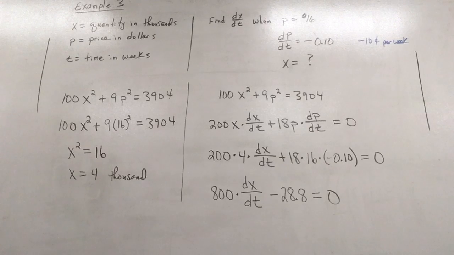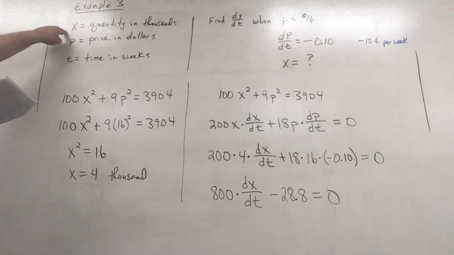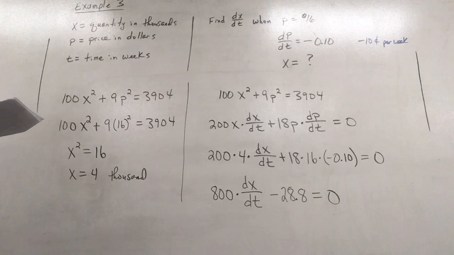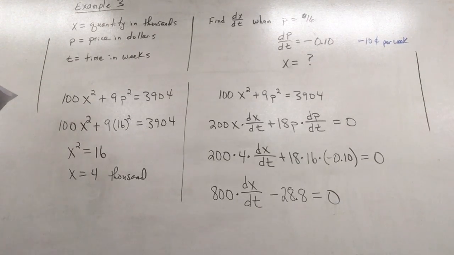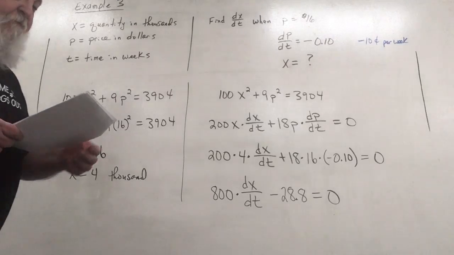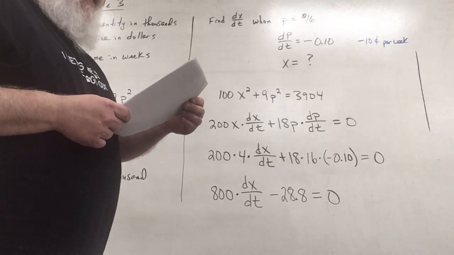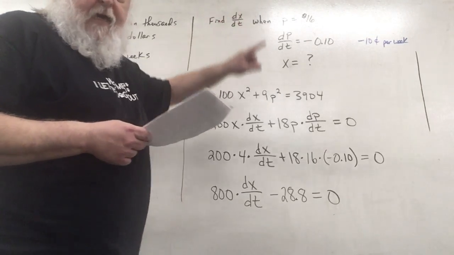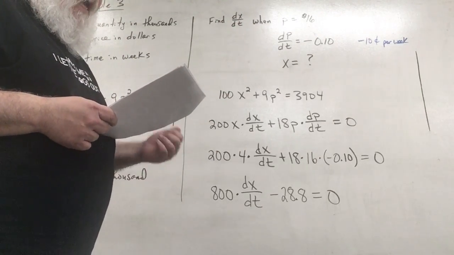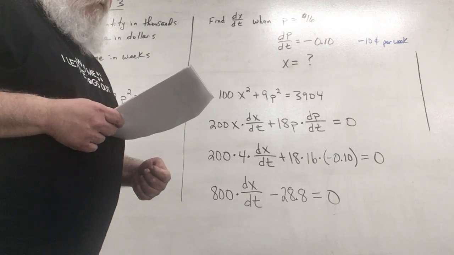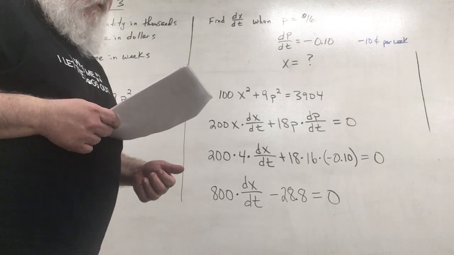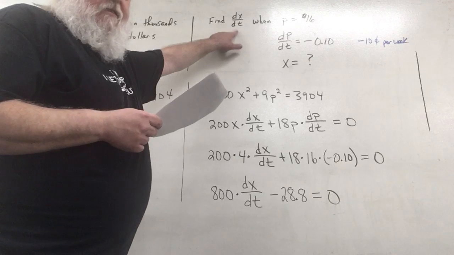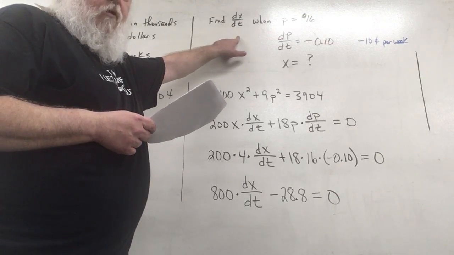So let's define the variables. X is the quantity demanded in thousands. P is the price of each headphone in dollars. And T is time in weeks. And we're asked how fast is the quantity demanded increasing? Well, quantity demanded is X, right? So it's asking how fast is X increasing when the unit price per headphone is $16 and the price is dropping at the rate of 10 cents per headphone per week. So it's asking how fast is the quantity demanded increasing per week, right?